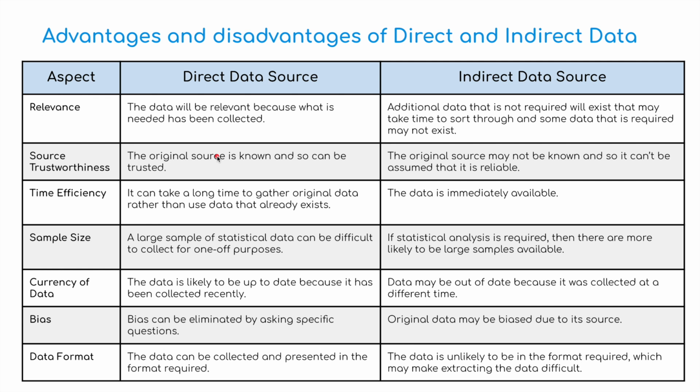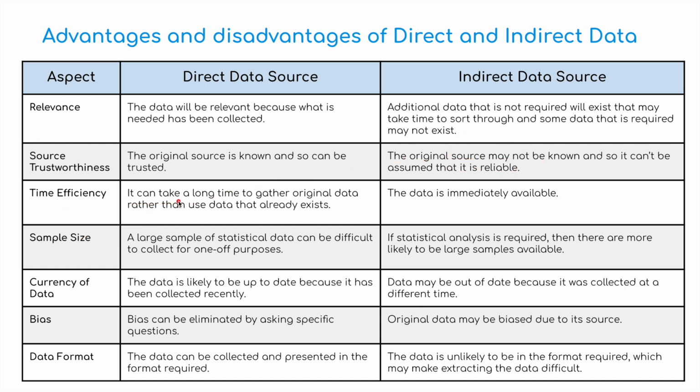And then we finish off, we're going to look at the advantages and disadvantages of direct and indirect data. So, looking at relevance, with direct data sources, the data will be relevant because what is needed has been collected. With indirect data, data that is not required will exist that may take time to sort through, and some data that is required may not exist. Okay. Source trustworthiness. With direct data, the original source is known and so can be trusted. With indirect data, the original source may not be known, so it can't be assumed that it is reliable.